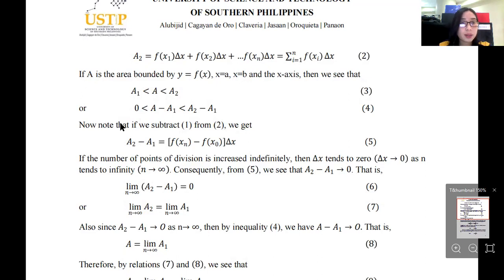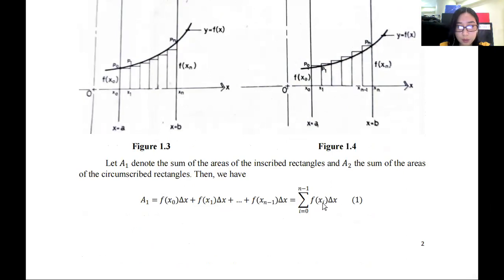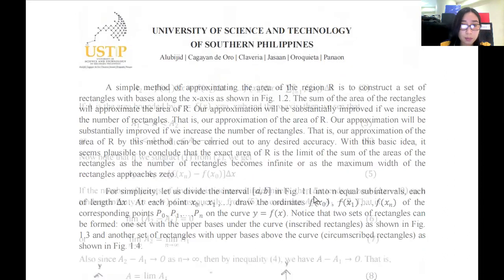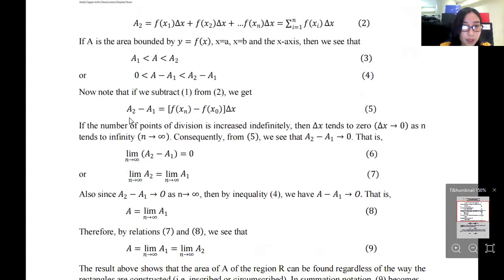Now we note that if we subtract equation 1 from equation 2, we subtract the summation of f of x sub i delta x from i is equal to 0 to n minus 1, minus the summation of f of x sub i times delta x from i is equal to 1 to n. So we have A sub 2 minus A sub 1 is equal to f of x sub n minus f of x sub 0 times delta x.